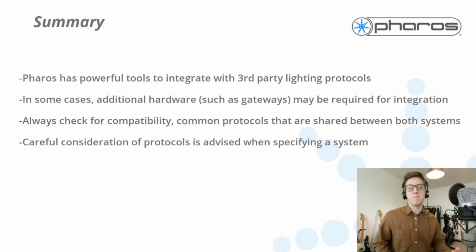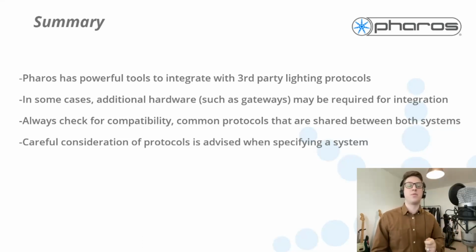But in most cases where we're working with these third-party protocols, where they're using something like, I don't know, Zigbee or a Bluetooth mesh style network, you'll obviously need a gateway to act as a go-between between Pharos and the wider system. Should always check for compatibility first before obviously installing something. I know that goes without saying, but it's definitely advised. If you're ever trying to figure out how you can integrate with a system, the easiest way to do it is to find a common protocol that's shared between both systems, or at least find a gateway. Of course, if you're always unsure, you can always email support@pharoscontrols.com. We can give you our opinion and help you with that.